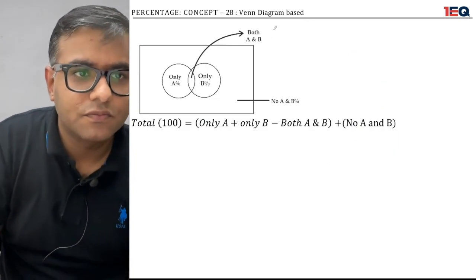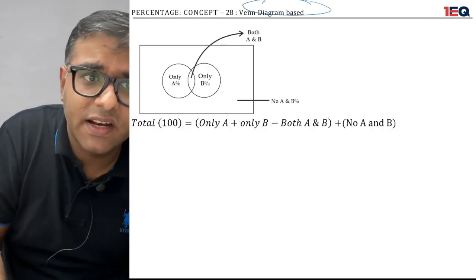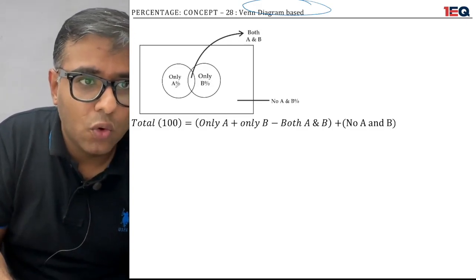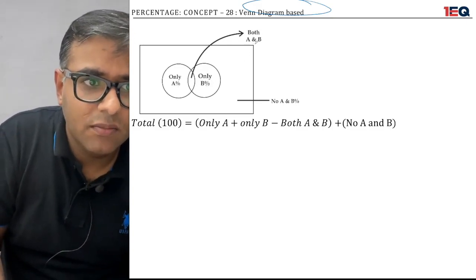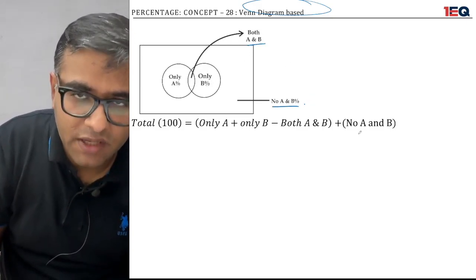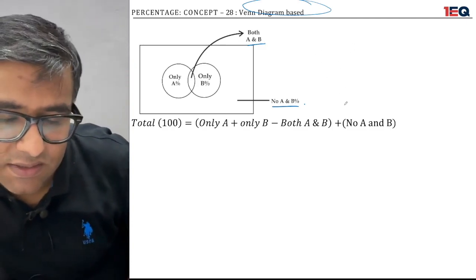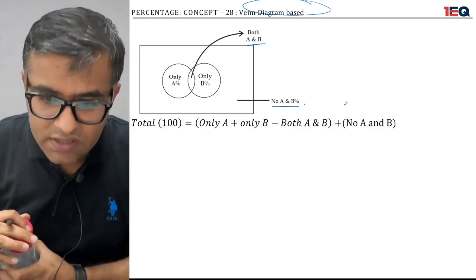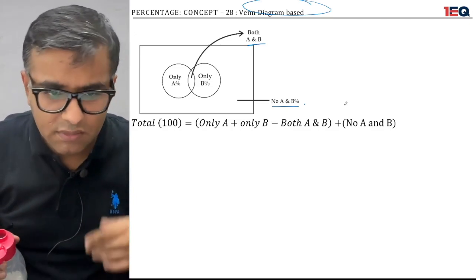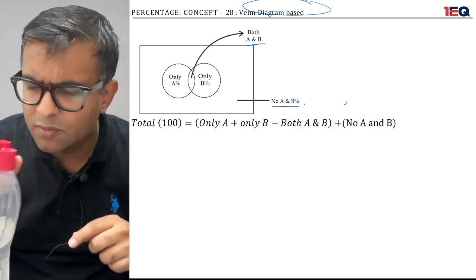Moving on. Now there is a concept of Venn diagram based questions. Only A percent, only B, both A and B, and no A and B. What particularly happens here is that there are students who are studying. Let's assume they like a subject. Just give me a moment.